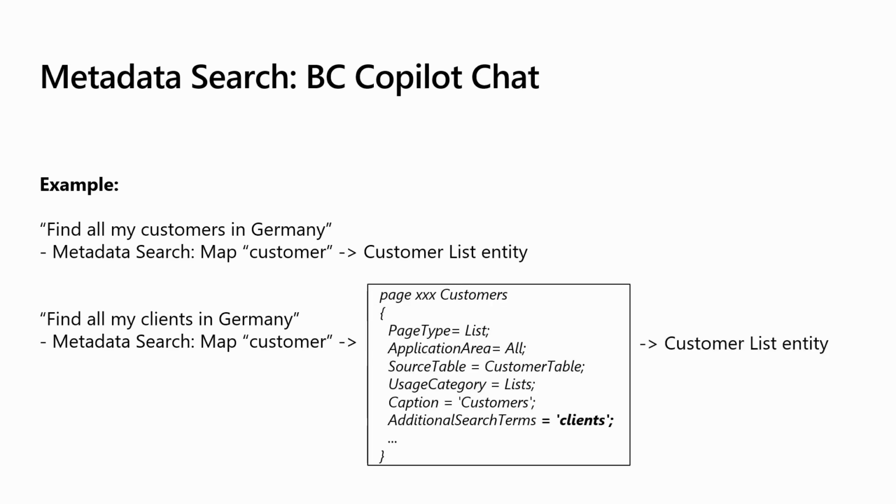Well, what you do right now is you define in the page's metadata some additional search terms. So for example, in the customer page, if you provide clients in the additional search terms, all of a sudden this query will work, Copilot will map the original intent to the customer list entity, and you get a response. But I think you can already see some problems with this approach.